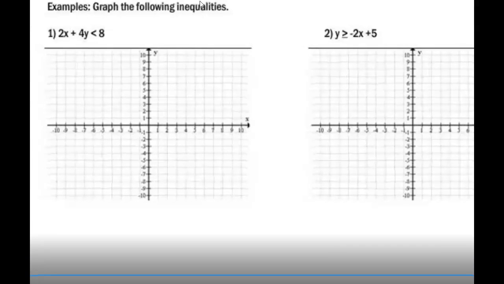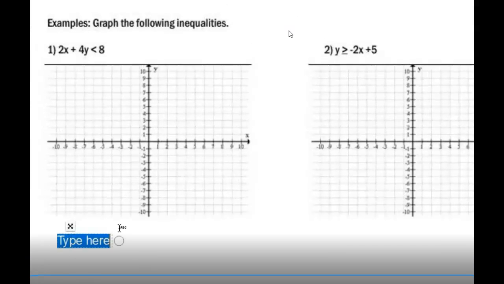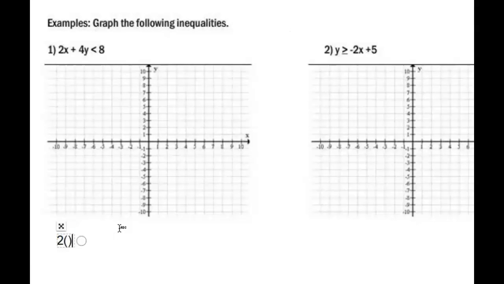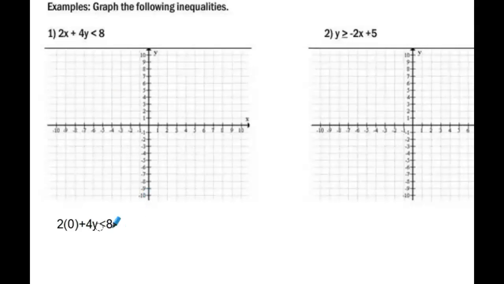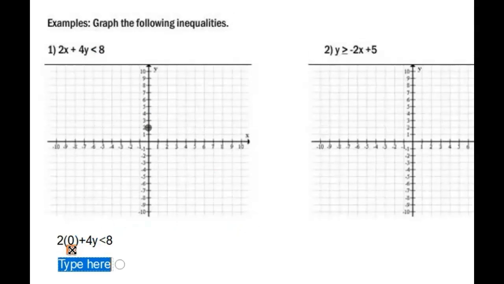So let's also graph the following inequality. So what we're going to do is find our x and y intercepts. So the y-intercept occurs when x is 0. So we're going to plug 0 in for x and solve for y. Upon doing so, that will give me the y-intercept, and that will give me a starting point for my graph. Next, we can plug in 0 for y and solve for x. That'll give me my x-intercept, which will also give me another starting point to graph.